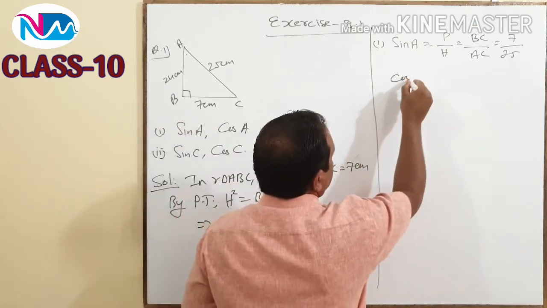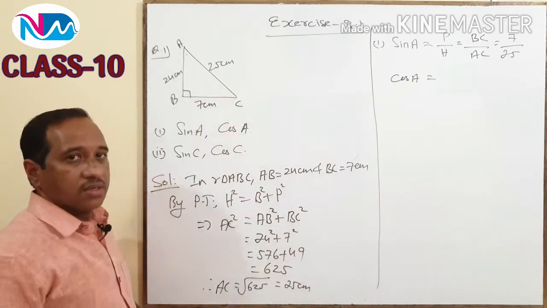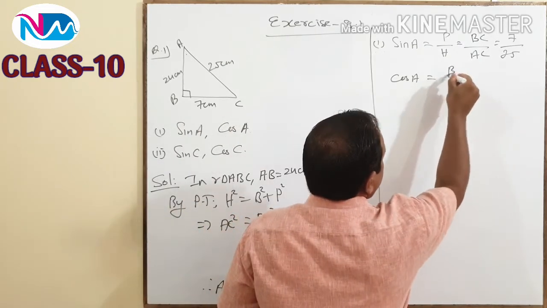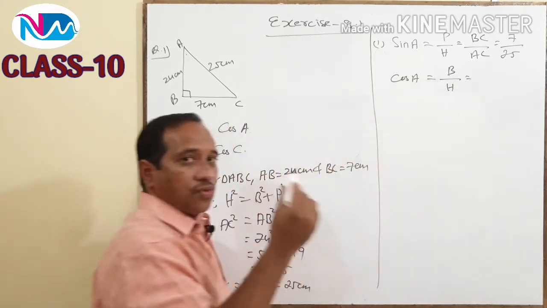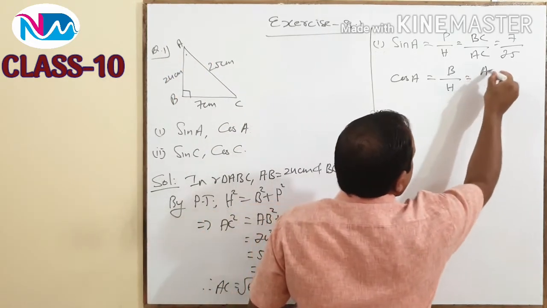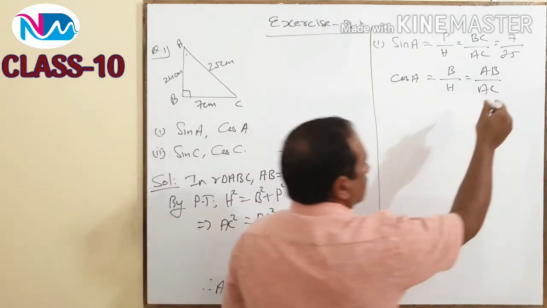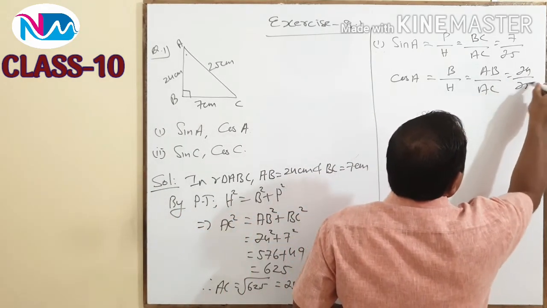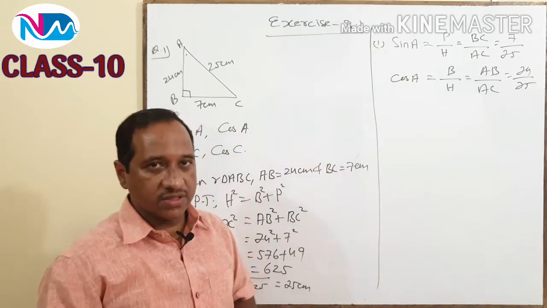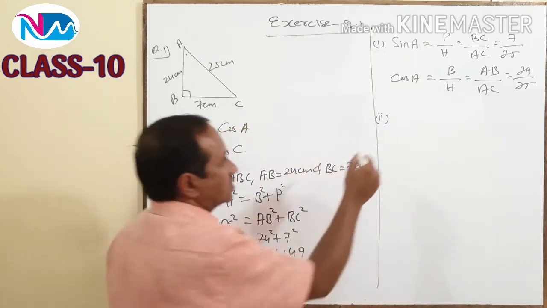Similarly, cos A. Cos A is defined as base by hypotenuse. For acute angle A, base is AB, hypotenuse AC. AB is 24 by 25. Remember, a trigonometric ratio has no unit. Second, we have to find sin C.